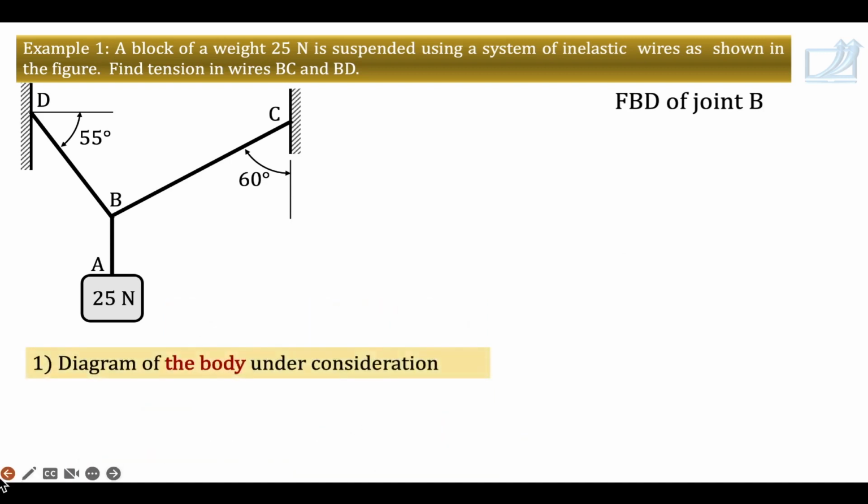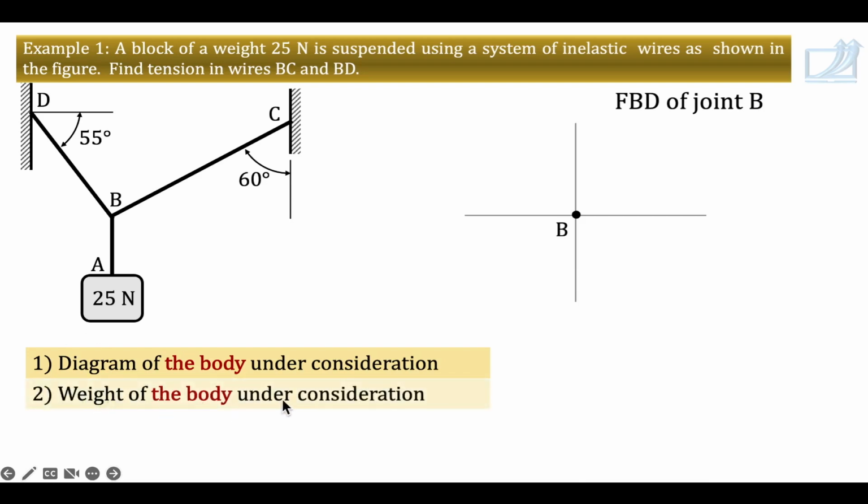So what is the first step? Diagram of the body under consideration. So in this case, we should draw the diagram of point B or joint B. So how to draw a diagram of a point? Draw a horizontal line and a vertical line. So this point of intersection is that joint B. Then in this order, show the forces.